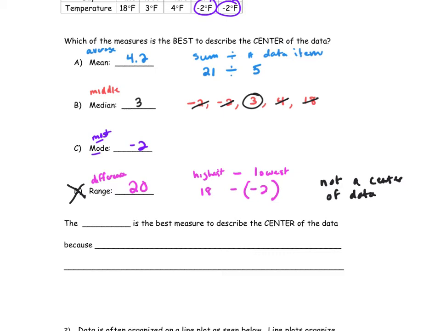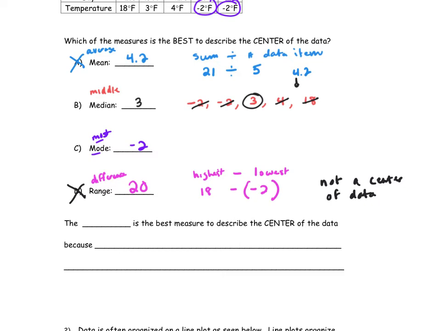Let's look at the mean. Let's go back up and talk about the mean. Well, if we look at all of our data, -2, -2, 3, 4, and 18, 4.2 or 4 2/10 would be about here. If I look at that, I have 1, 2, 3, 4 data items that are less than 4.2 and only one that's above it. So we're going to say that the mean is not the best, because 4 of the data items are less than the mean.